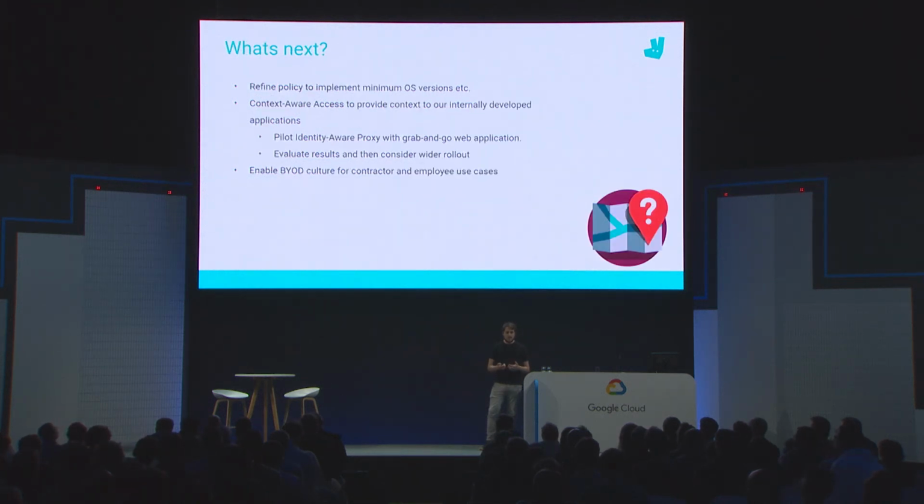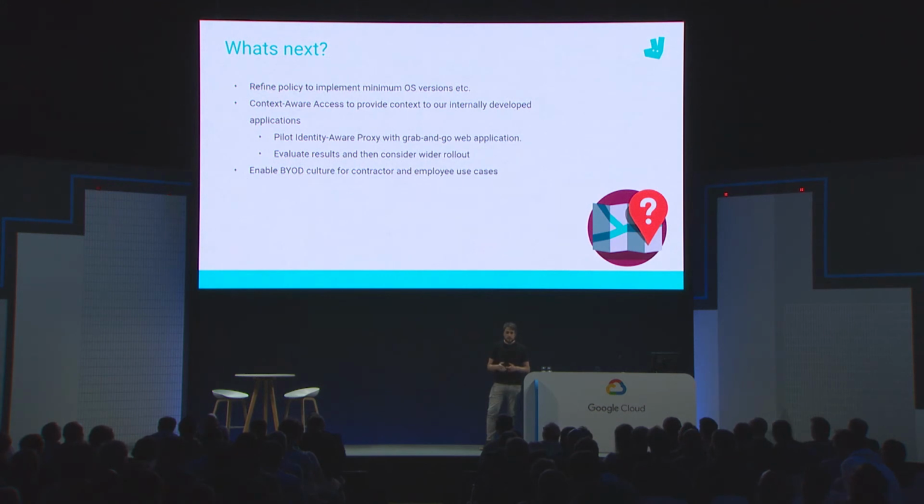So what's next for Deliveroo? We want to refine the policies that we're implementing a bit more. We can do things like implement a minimum OS version and make sure that we're actually on top of the patch management side of things and bring it in line with context-aware access. So like Gagan said, if a vulnerability does come out, we can actually protect our data that little bit more.